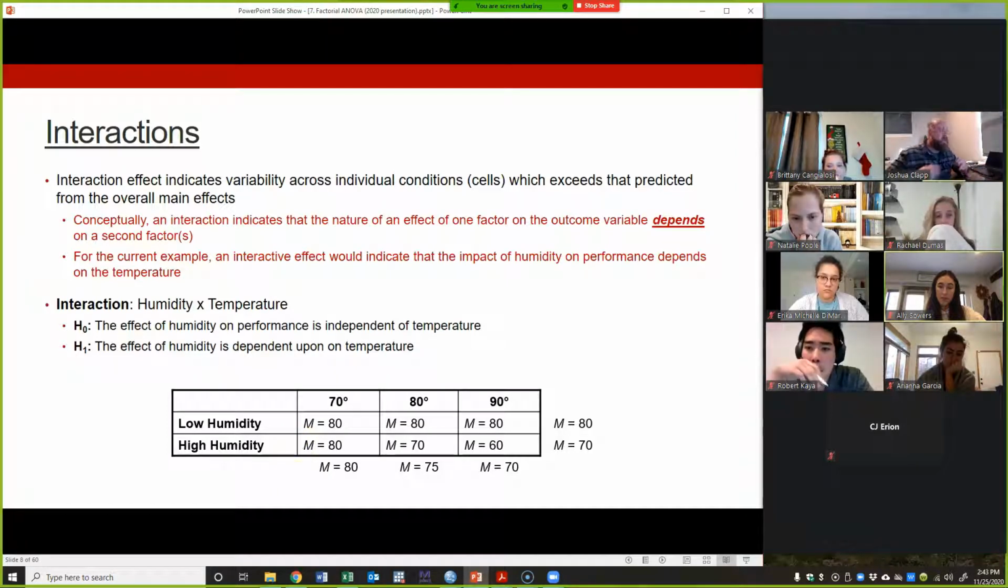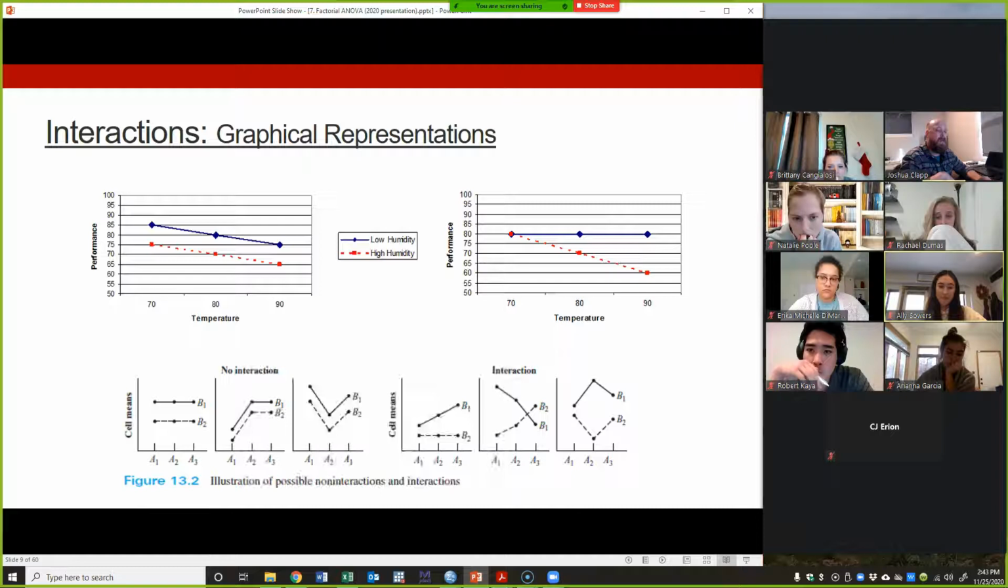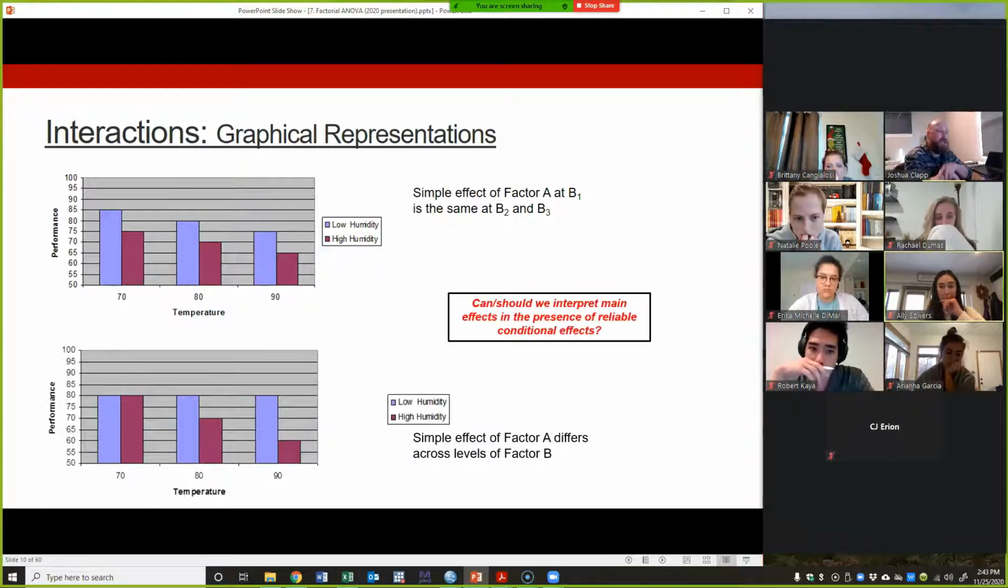And so that is the concern with asking, can we interpret main effects in the presence of a reliable conditional effect? A conditional effect just means interaction. Conditional means dependent, right? If I have a conditional effect, it means this effect is dependent on some other factor. So I can't tell you what the effect of temperature on performance is unless I know what the humidity is like, and I can't tell you what the impact of humidity on performance is unless I know what the temperature is, right?